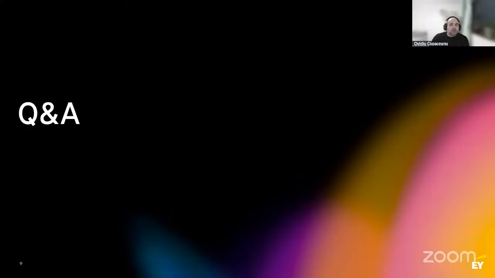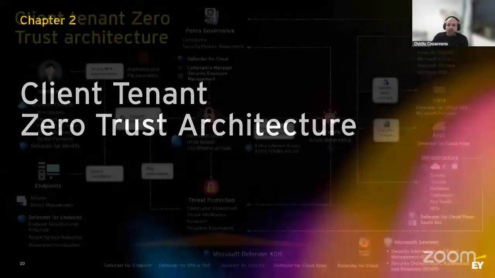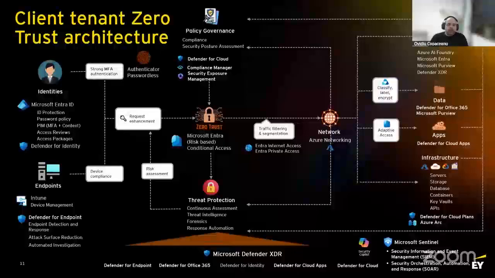If there are no other questions, I propose we move over, if that's okay. Yeah, sure. All right, so let's move over now. How do we protect the client tenant with our zero trust architecture? Normally all the service structures look like that.